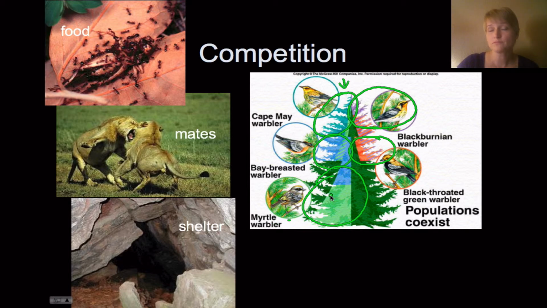And so that reduces the amount of competition, because they may have to compete a little bit with this bay-breasted warbler. See where their niche kind of runs together here? And then same with this one. They may have to compete a little bit with this guy because they are using the same resources. But because they're filling the niche, they don't have to compete with all of the birds in the forest.